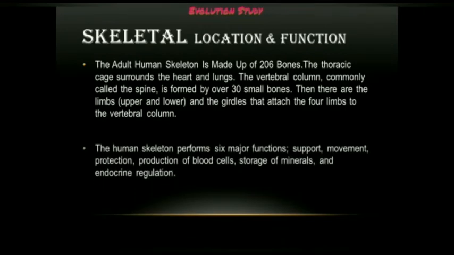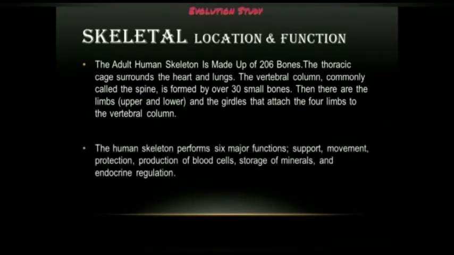The adult human skeleton is made up of 206 bones. The thoracic cage surrounds the heart and the lungs. The vertebral column, commonly called the spine, is formed by over 30 small bones. Then there are limbs, upper and lower, and the girders that attach the forelimbs to the vertebral column. The human skeleton performs 6 major functions: support, movement, protection, production of blood cells, storage of minerals, and endocrine regulation.